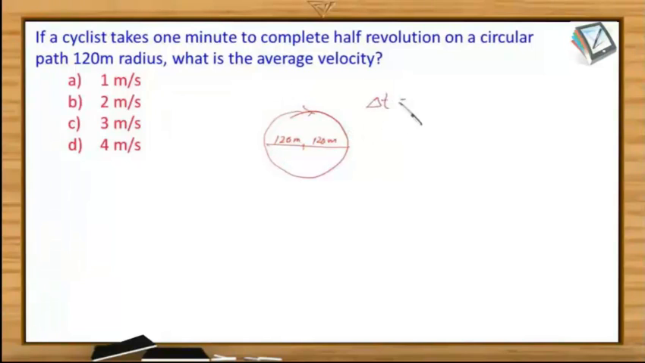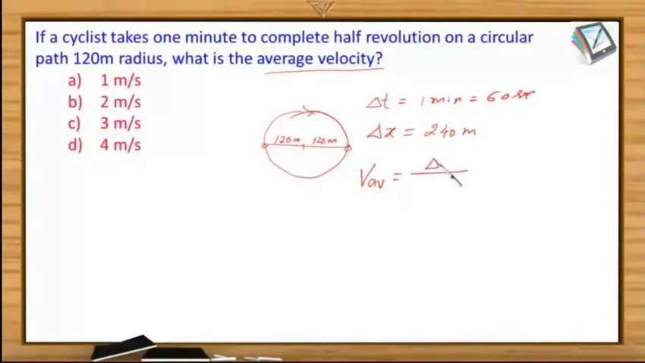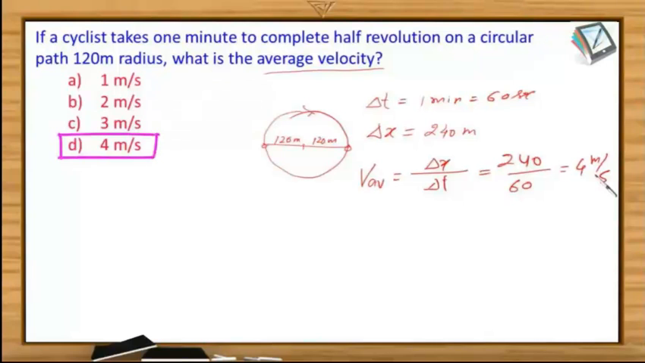So time taken by the particle is 1 minute, that means 60 seconds of course, and the displacement delta x, because we are asked the average velocity. So displacement is the shortest distance between the starting and the final position, and which is in this case equal to the diameter of the circular path. So displacement is 240 meter. That means average velocity becomes delta x divided by delta t. So it is 240 divided by 60. So it is 4 meter per second. So average velocity of the cyclist will be 4 meter per second in this interval of motion.